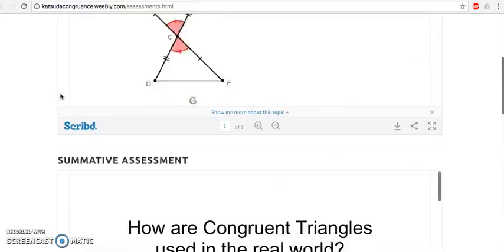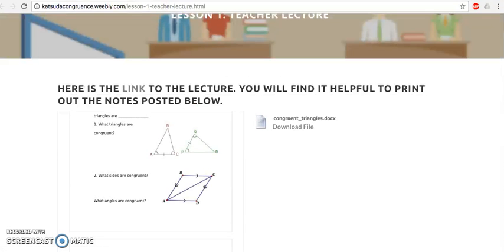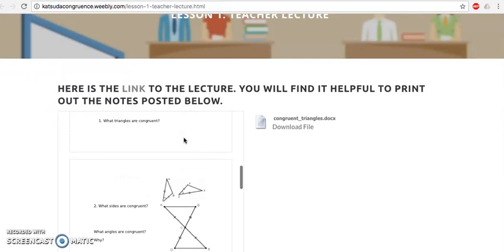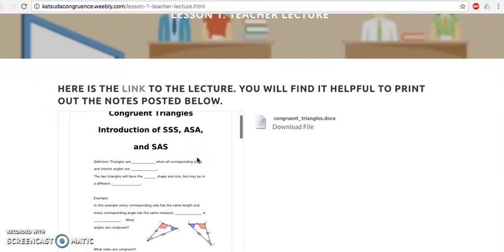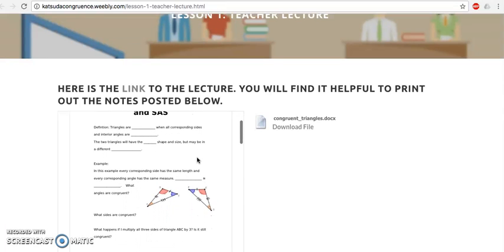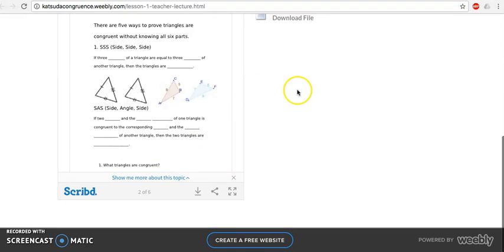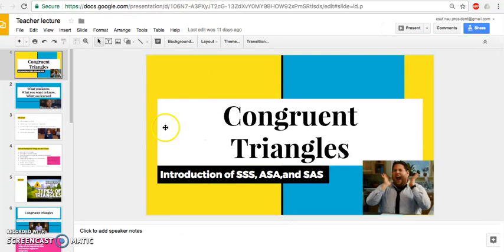I'm going to go straight into lesson number 1, which is the teacher lecture. On the left and on the right, you can find the guided notes. On the left, you can see it, but because sometimes the structure of documents gets messed up with this script, I put the file on the right just in case for students to print it out that way. And the link to the lecture is right here. So I'm going to go to that. Right here we have my teacher lecture.